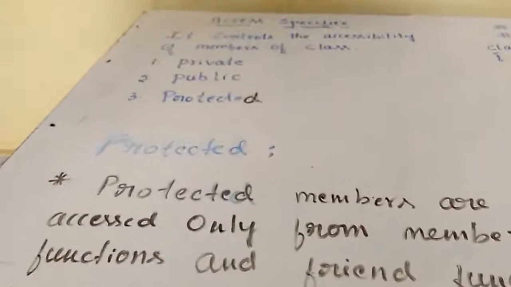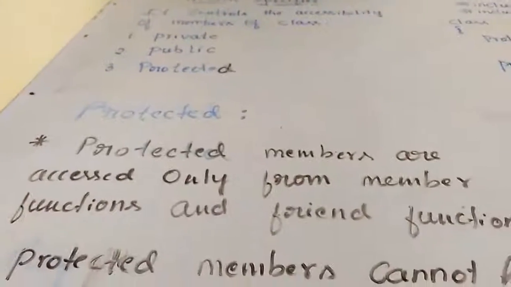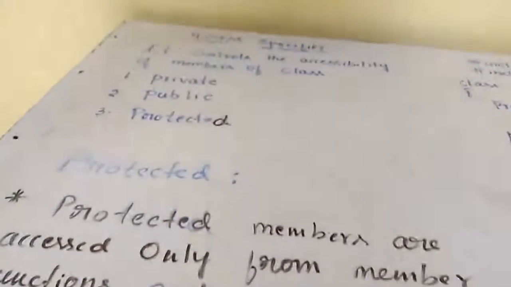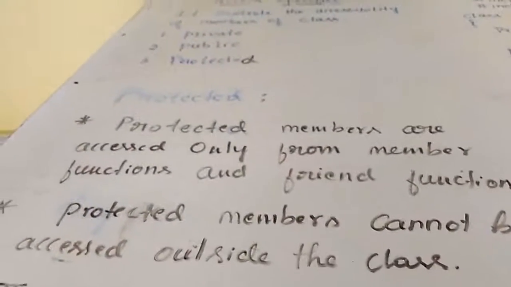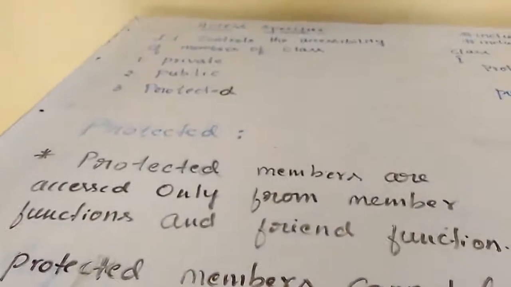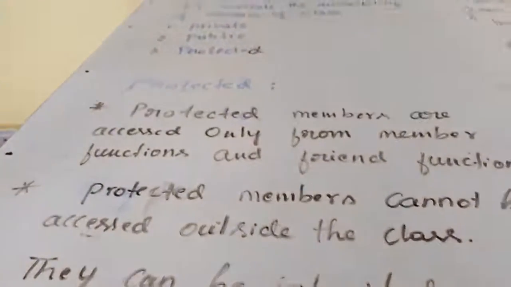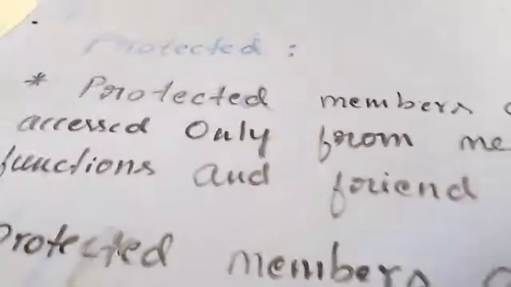Protected members are accessed only from member functions and friend functions, just like the private access specifier, isn't it? Protected members cannot be accessed outside the class. This is also the same for the private access specifier. And the third point is they can be inherited. Protected members can be inherited, whereas private members cannot be inherited.